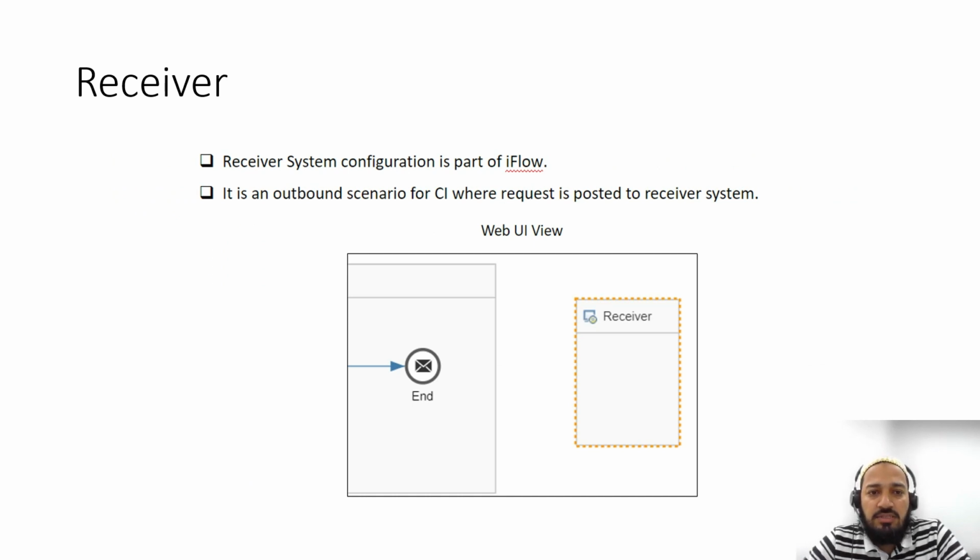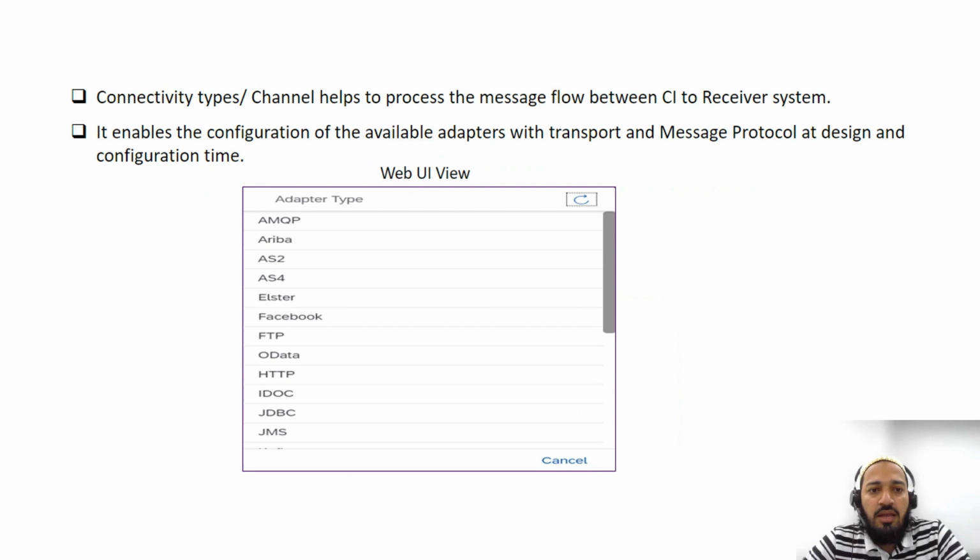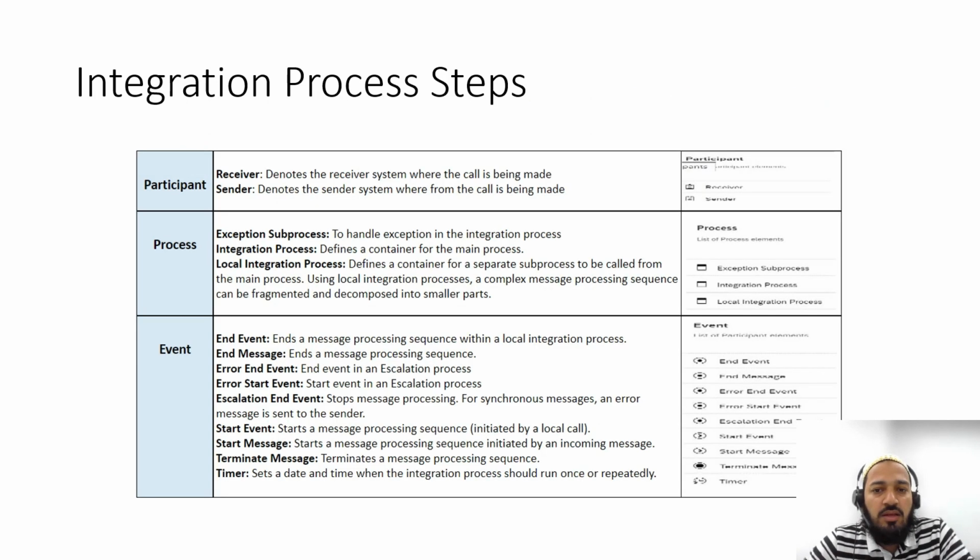In a similar way, we have the receiver. Receiver is the final step where the data is sent, and it is also available with the adapters, once we transport and message protocols are sent to it. Okay, so all these adapter types are mentioned here as well. In a similar way as we have sender, we have receiver adapters as well.